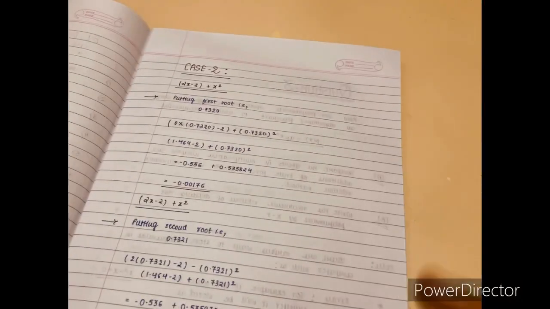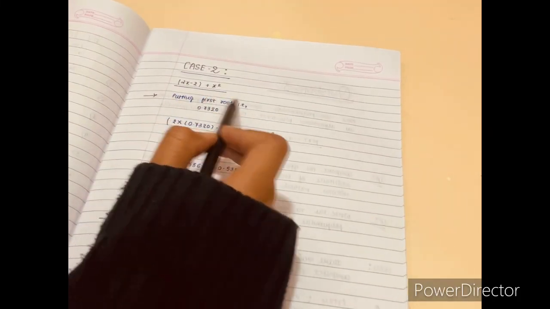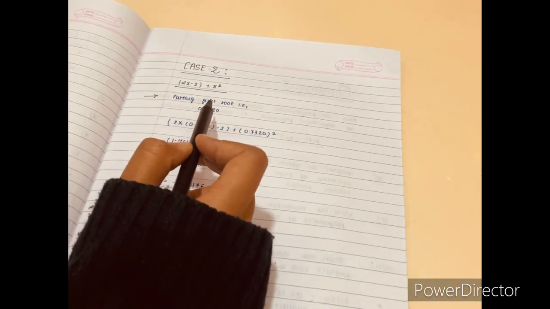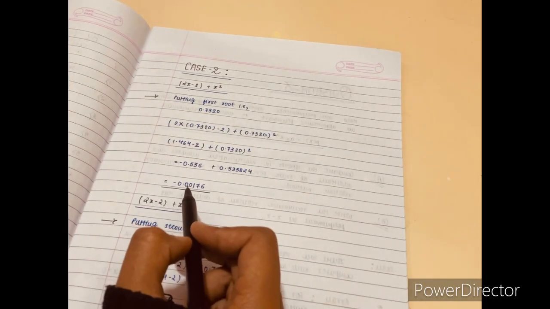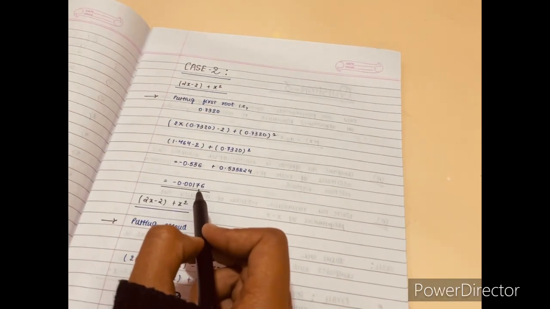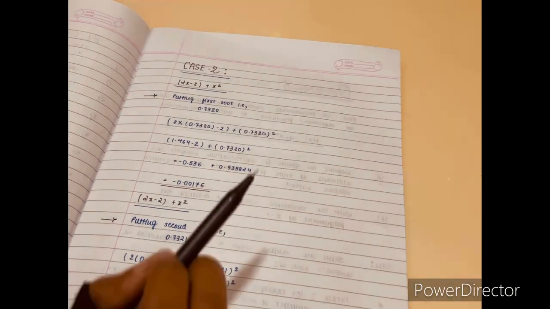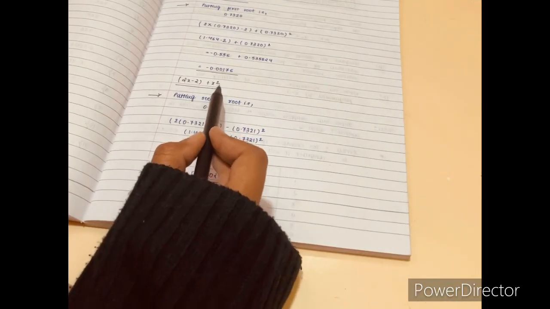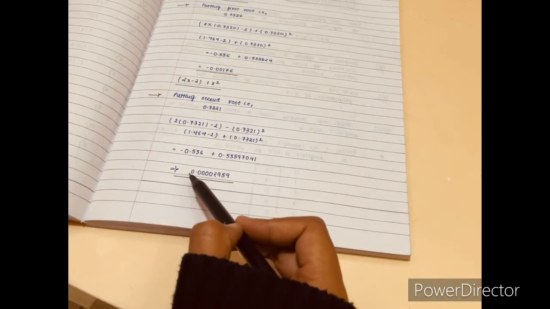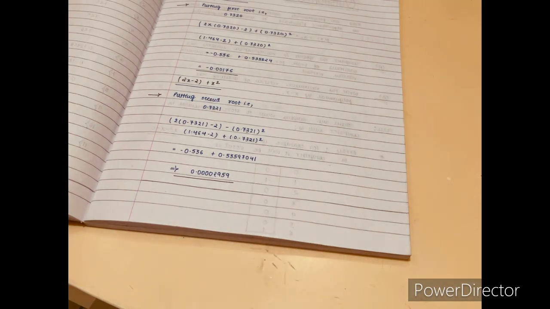Then we will talk about case 2. The equation is 2x minus 2 plus x square. Firstly, we put the first root, 0.7320, in this equation and get minus 0.00176, which is the value of x1 for case 2. Then we put the second root, 0.7321, in 2x minus 2 plus x square, and the value comes 0.00002959, which is the value of x2 for case 2.